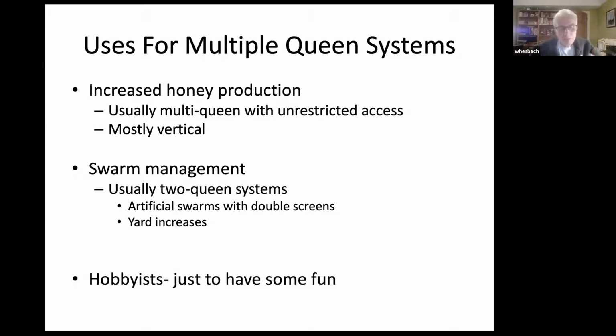And I also want to stress the fact that you can just have some fun with it, because it's a lot of work because of that vertical stack, but you can have a lot of fun with it.